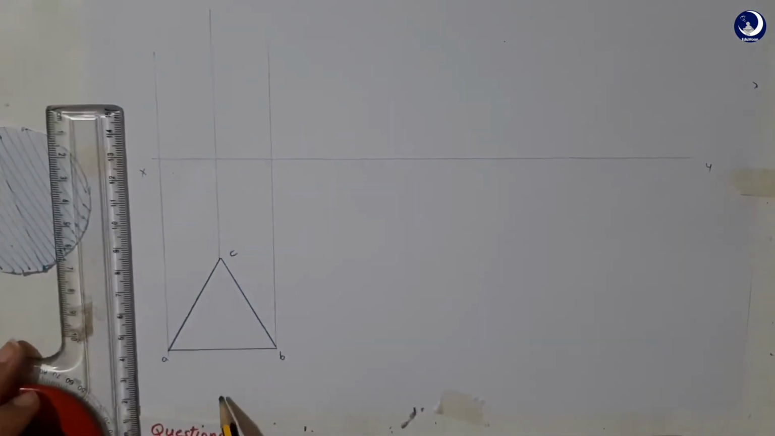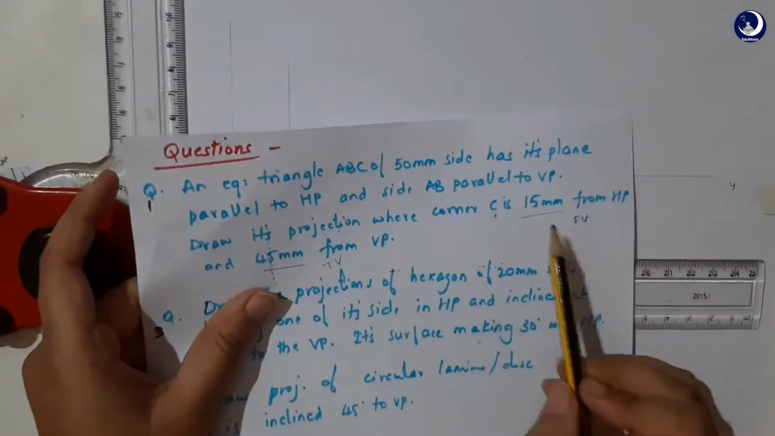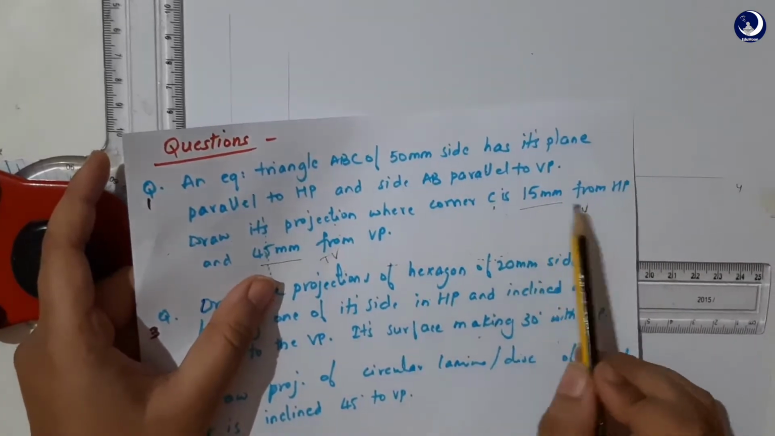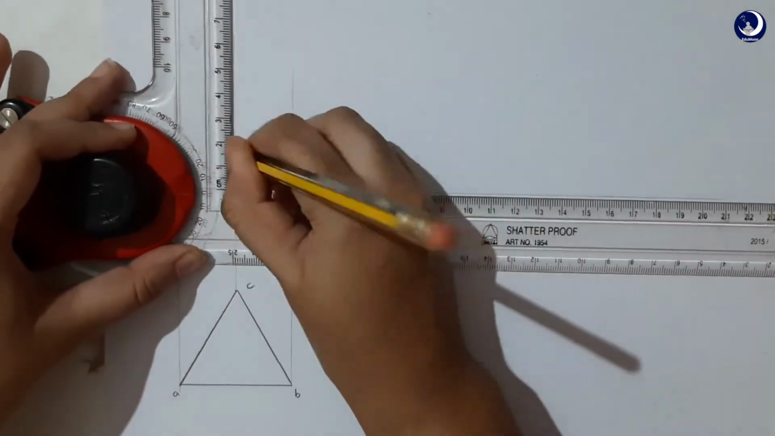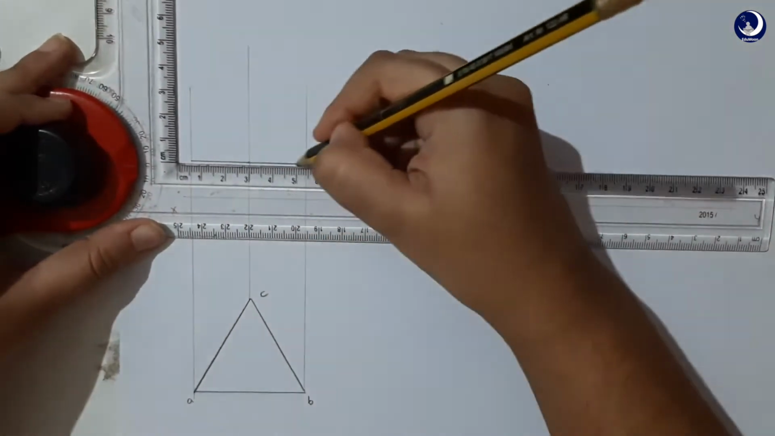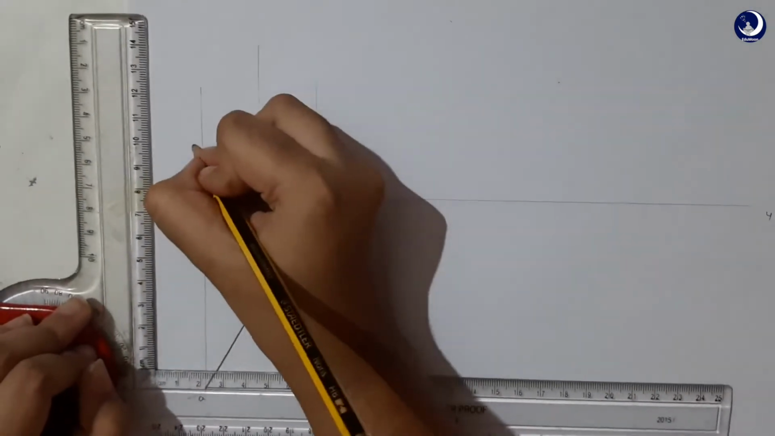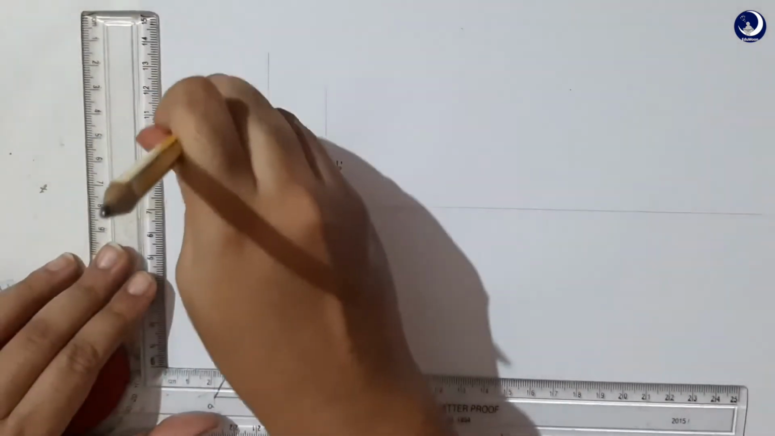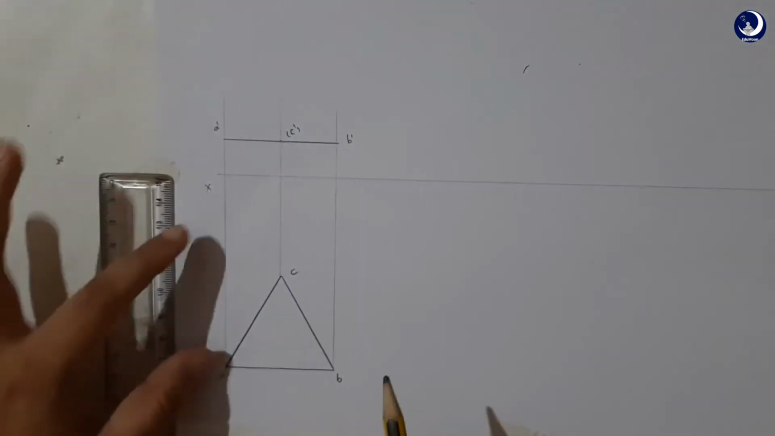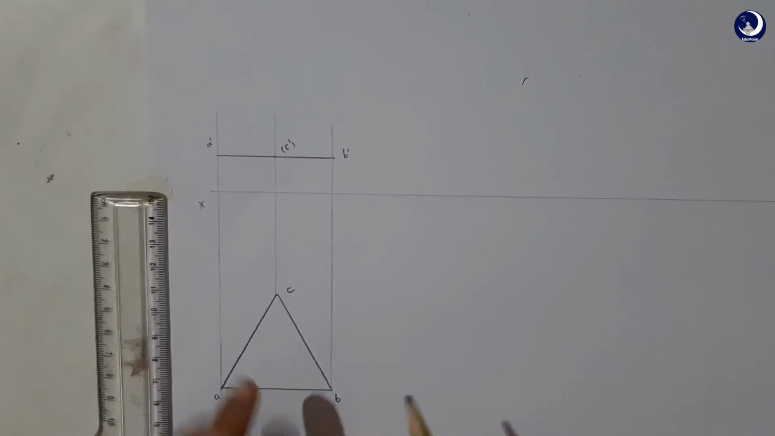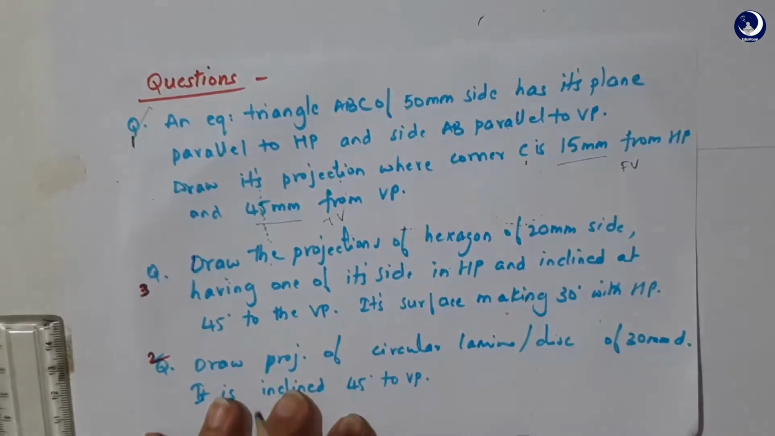So now when you look from here, this is the front view, C is hidden. In the front view, point C is 15 mm above HP. So this will be the front view. In the front view you can only see a line and C is hidden. So C dash, A dash and B dash. So you can erase the construction lines. Finally you can dimension the triangle. So this is the projection for the first question. So that's the first question. Now let us discuss the second question.